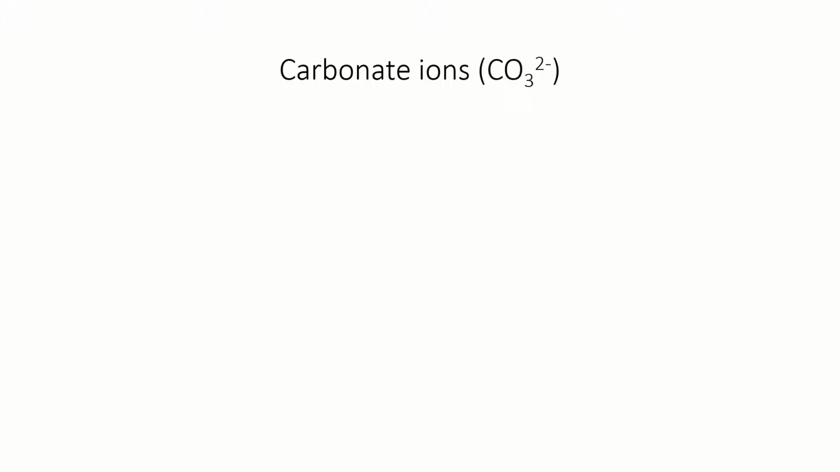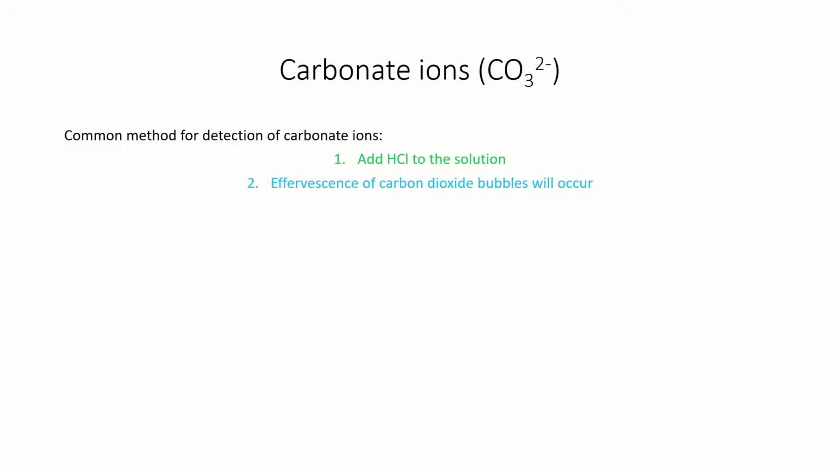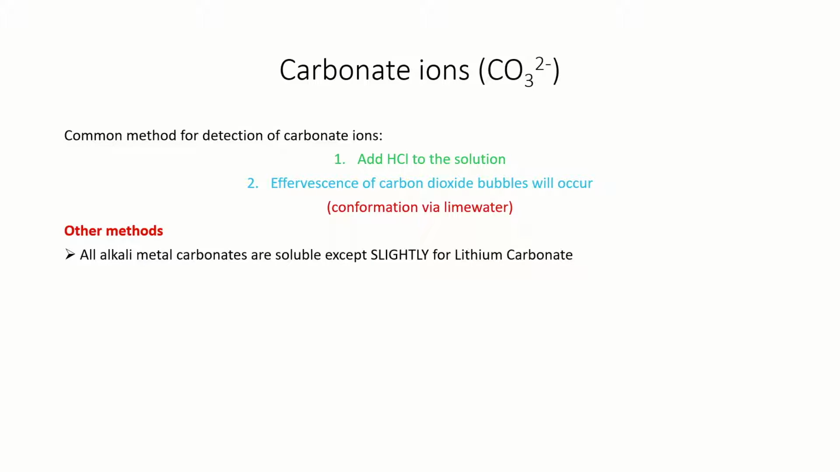The first ion we will start with is the carbonate ion. The most common method for observing carbonate ions is to add hydrochloric acid to the solution. If effervescence occurs, then this gas should be bubbled through lime water to confirm it is CO2. The lime water should turn a creamy milky colour and will confirm carbonate ions were present in the starting solution.